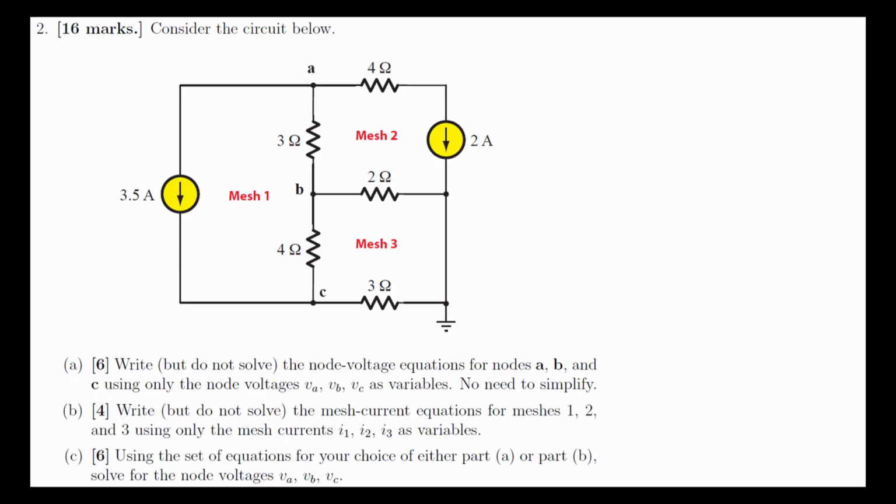Now we're going to solve question 2 of the 2018 midterm. In the previous video, I solved part A and part C, and that's using node voltage analysis. Now I'm going to solve part B and part C using mesh current analysis. And in the end, what we're going to want to do is find the node voltages VA, VB, and VC.